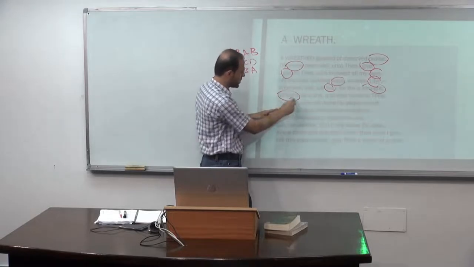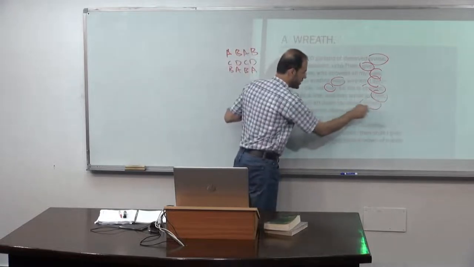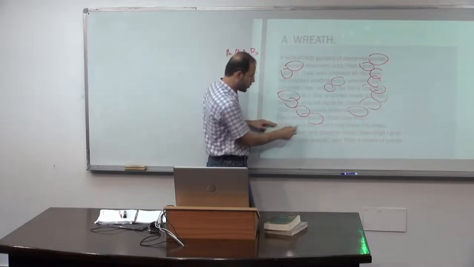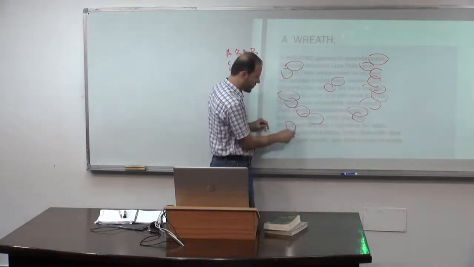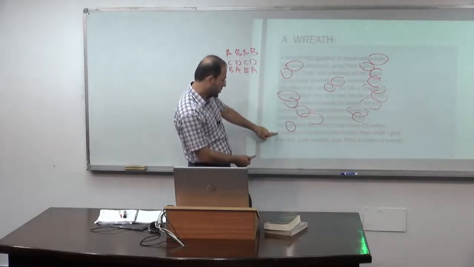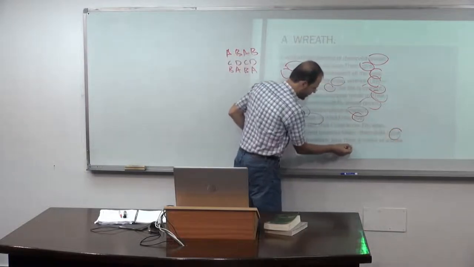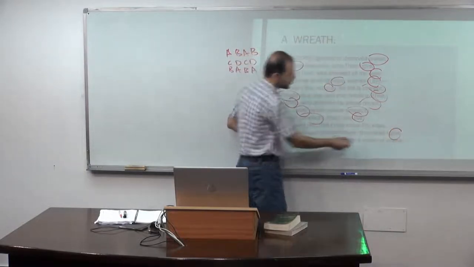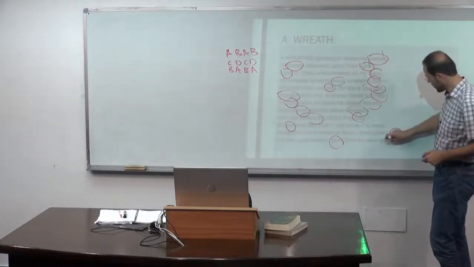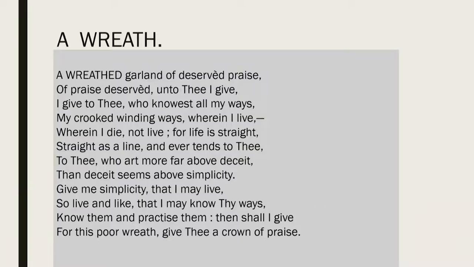Deceit and deceit. Simplicity. Simplicity. And also live again and live. Ways. There's give here and give here. But also there is praise in the opening line. And there's also praise here. Don't tell me this is not a deliberate thing.